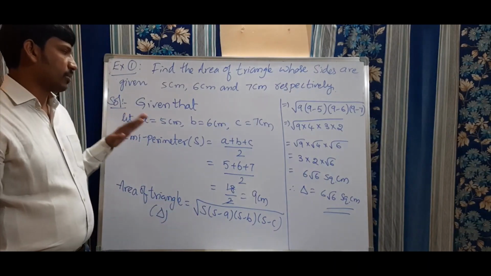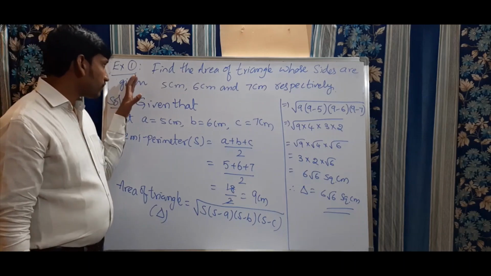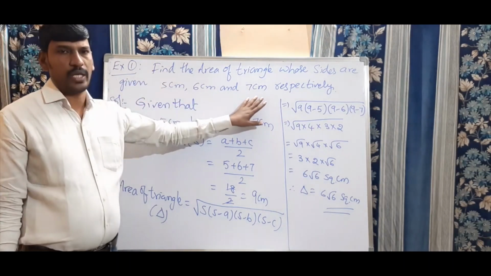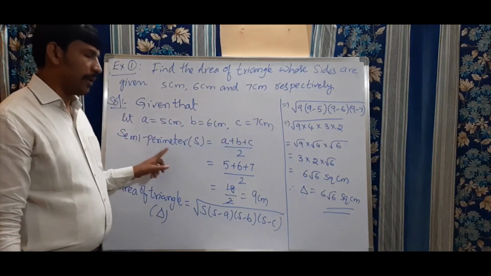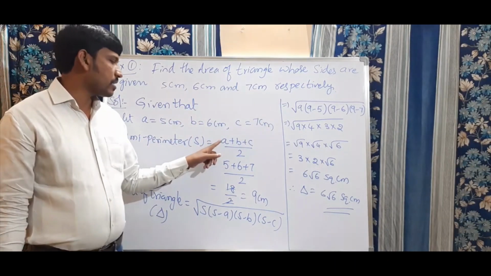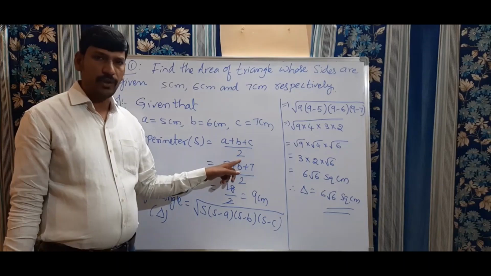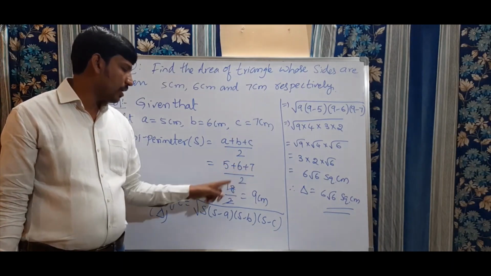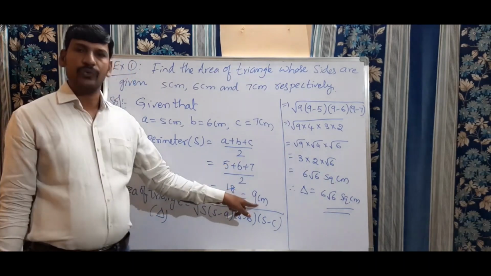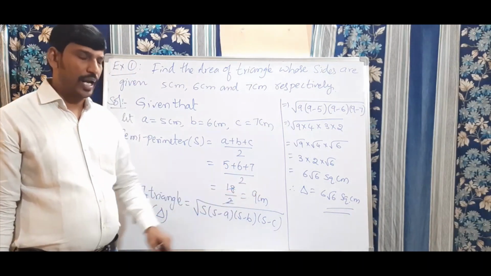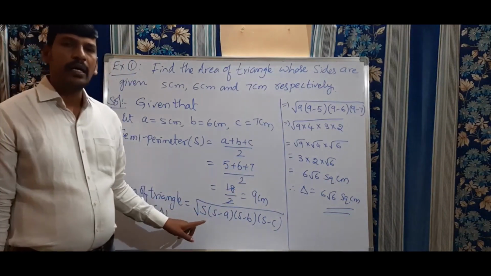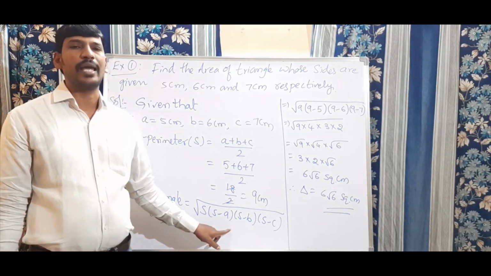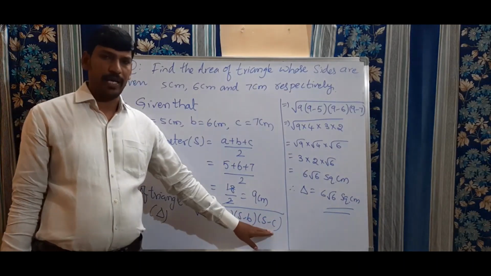See, once again I am going to explain to you. See this here. They given three sides 5, 6, 7 centimeters respectively. Find out first of all semi-perimeter, that is s value. S is equal to a plus b plus c by 2. Now substitute the value of a, b, c. Then add all those, divide with 2. You will get the value of s. After finding s value, you can substitute in the Heron's formula, that is square root of s into s minus a into s minus b into s minus c.